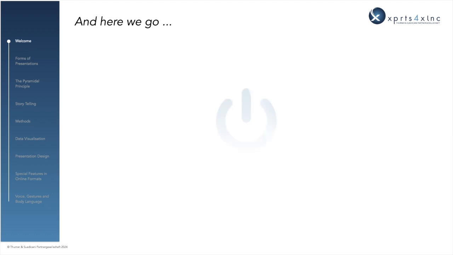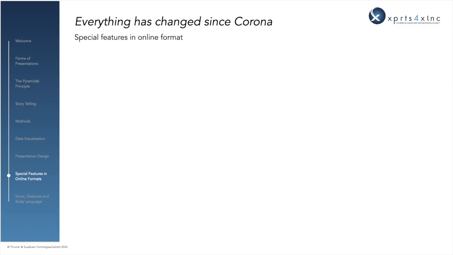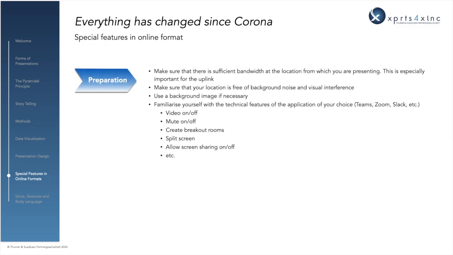Now let's get started with the special features in online formats. Everything has changed since Corona. Let's therefore have a short look at the special features in online format. Different from presentations in presence, online formats need special preparations. Make sure that there is sufficient bandwidth at the location from which you are presenting. This is especially important for the uplink. Make sure that your location is free of background noise and visual interference. Use a background image if necessary.